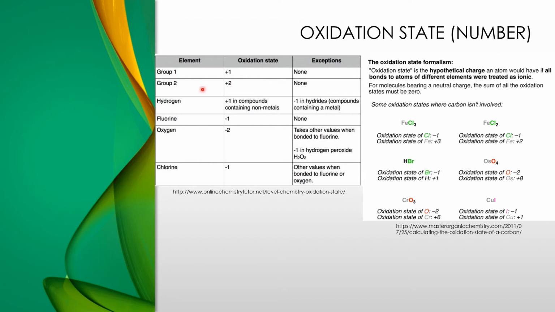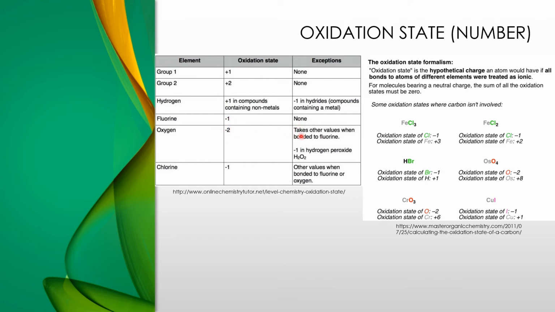For hydrogen, they always have a charge of +1 unless they are bonding to a metal, in which case they're the things that gain electrons. But usually they try and give their electron away and get a charge of +1. Fluorine always has a charge of -1. Oxygen almost always has a charge of -2.